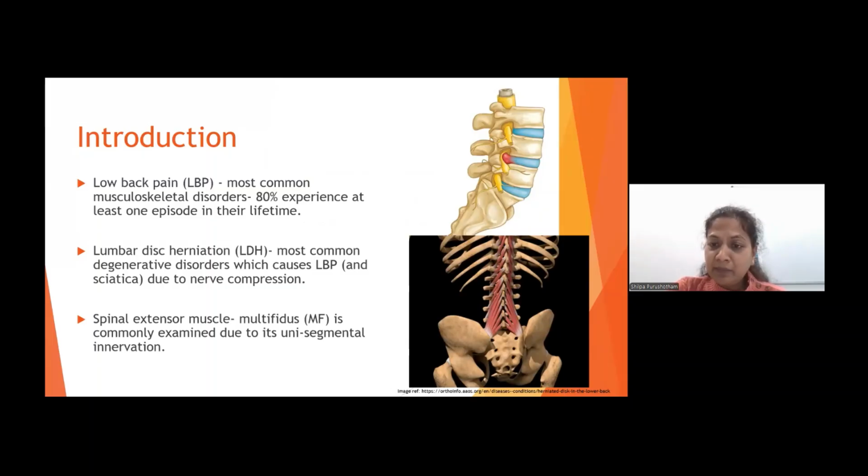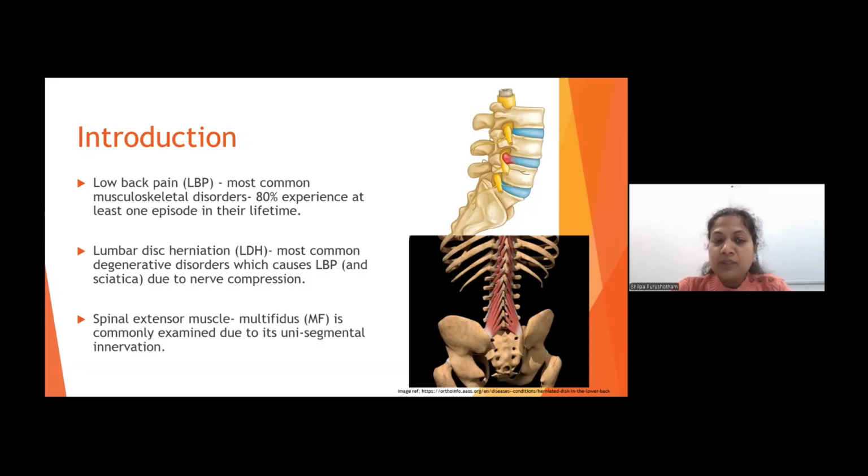And the muscle that I'm researching is the multifidus muscle, which is an intrinsic muscle of the back, and it's also called the spinal extensor muscle. This is the most commonly examined muscle due to its unique unisegmental innervation.